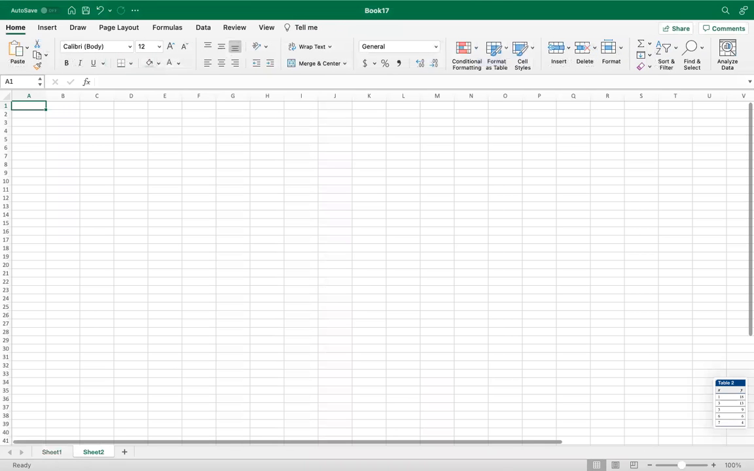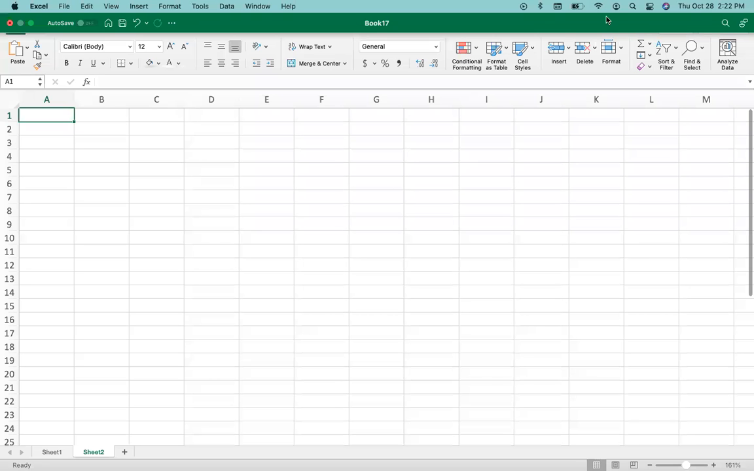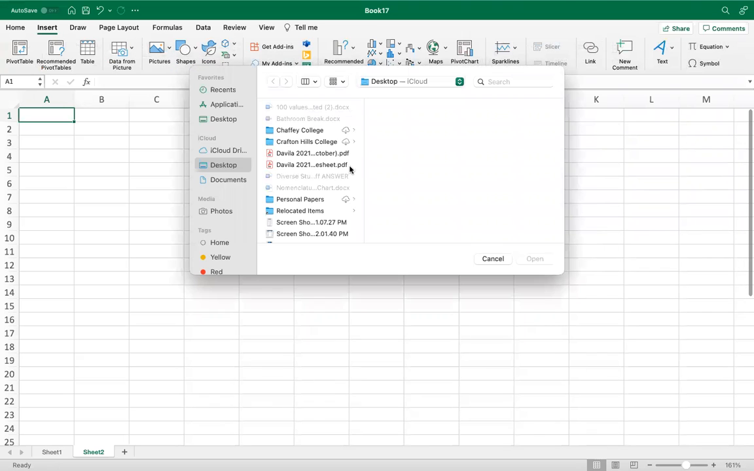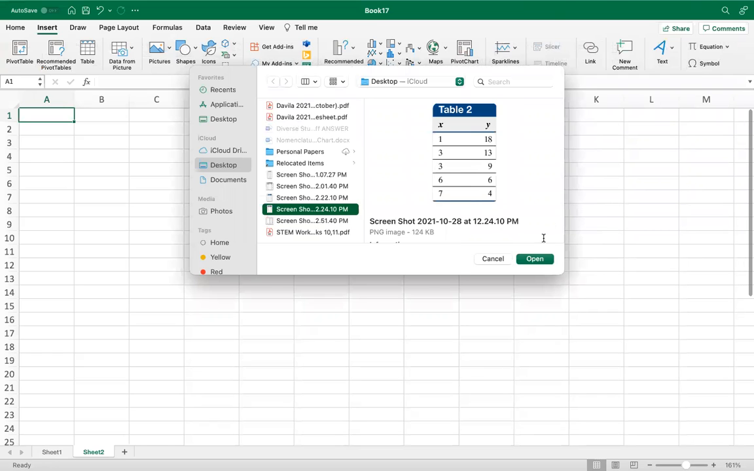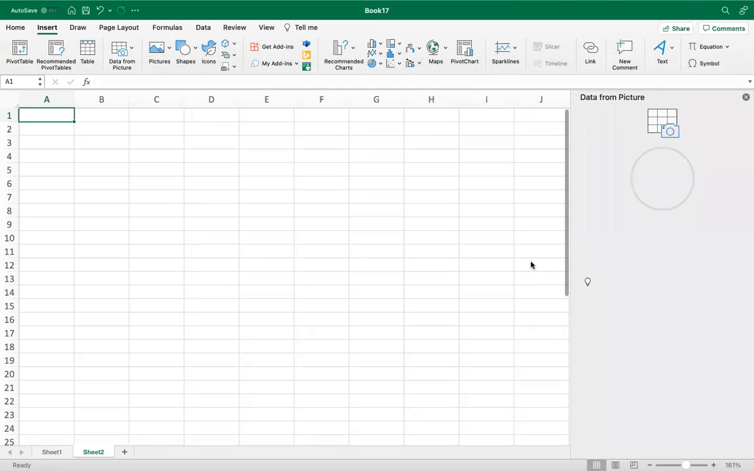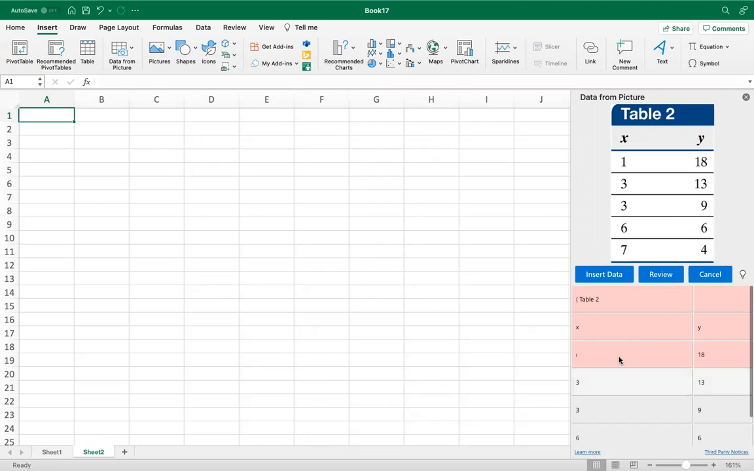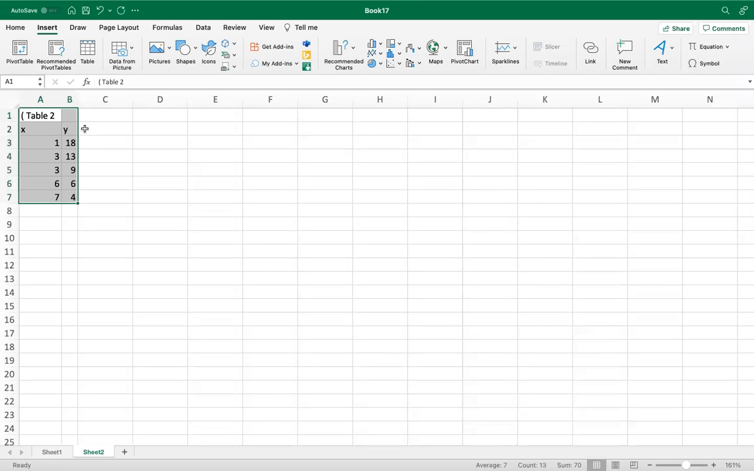And let's take it to Excel. From here, we'll go to Insert, Data from Picture, Picture from File. It would be this one. There we go. This looks like an I, it should be 1. Everything else looks good, so we'll just insert it either way.